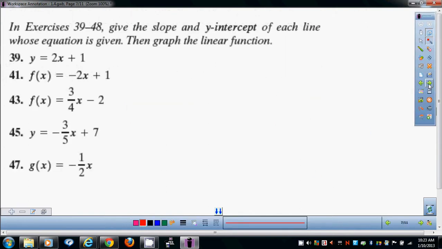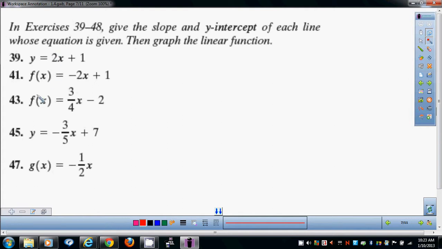Give the slope and y-intercept of each line, then graph. You don't have to graph. We're going to be doing lots of graphing in your very near futures, so you don't have to graph today. If you did, all you would do is use an XY chart. But today, all you have to do is tell me the slope and y-intercept.